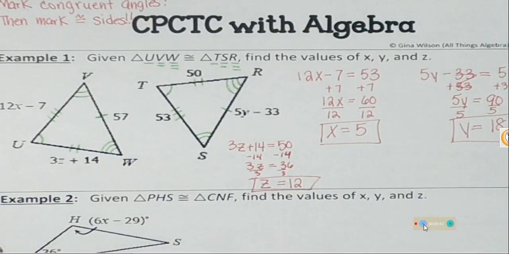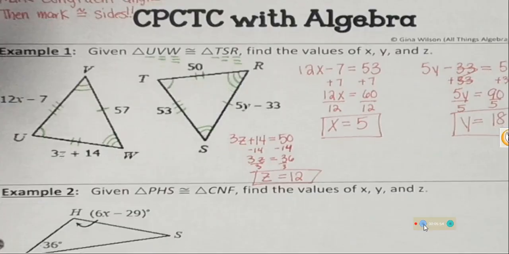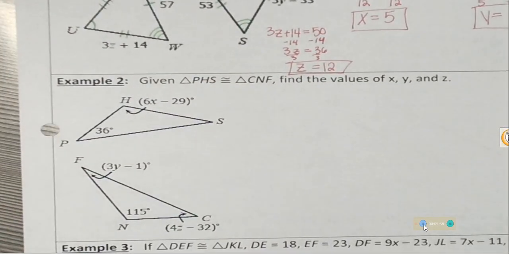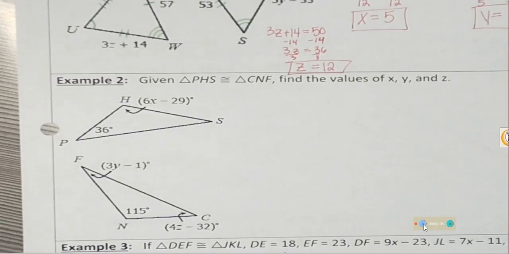Now, I don't always have to find all of the variables. I just had to find all of the variables here because that's what it told me to do. I found x, y, and z because that's what I was told to do. Okay, so let's look at example 2 here. Example 2 says, given these two triangles, find the values of x, y, and z. Okay, I know I've got to find x, y, and z, so I'm looking for 3 answers.